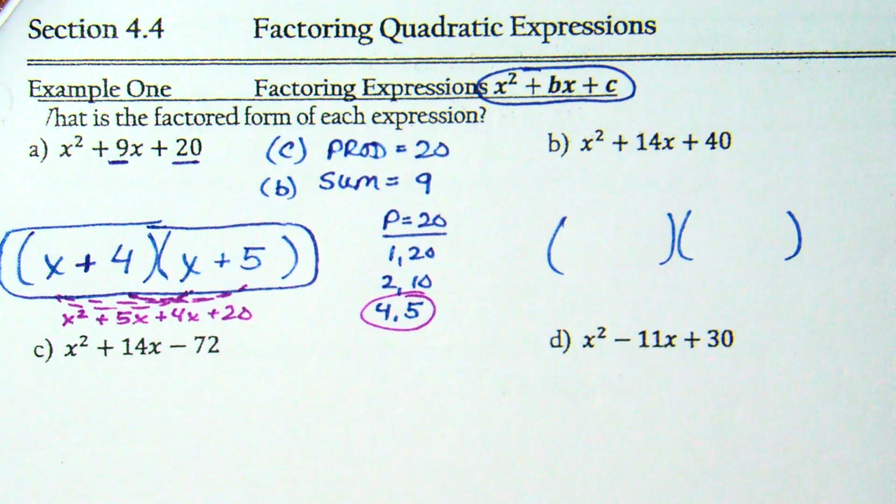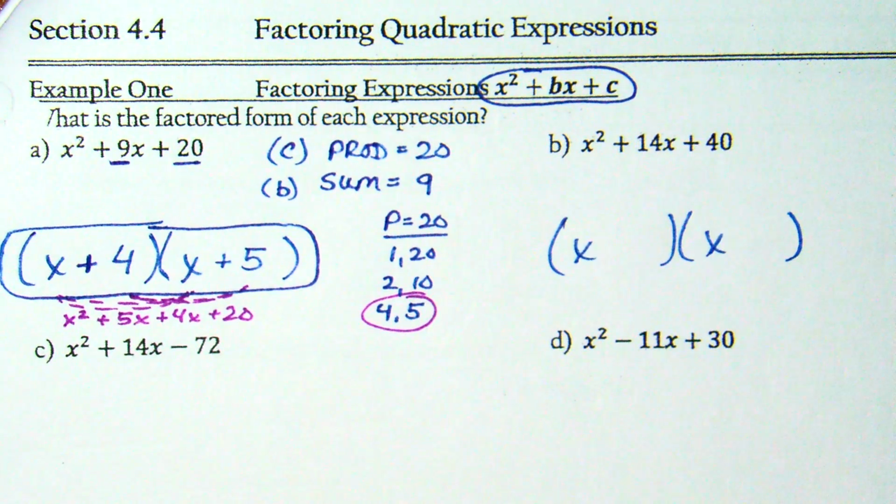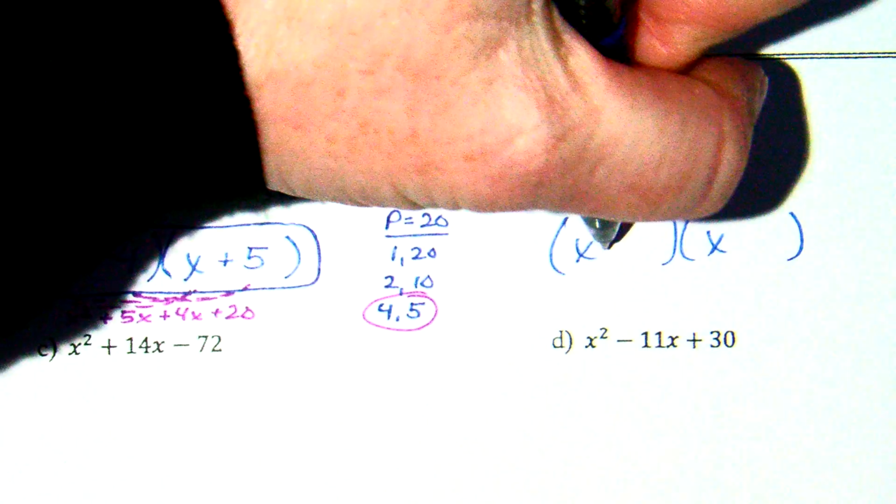Well, even before that, what goes in the front of each parenthesis? X, because x squared breaks into x times x. Now, I generally tend to do signs later, but I get it, and I think that's just how my brain works. If it multiplies to be positive and adds to be positive, both of these signs are going to have to be positives. Okay, good.